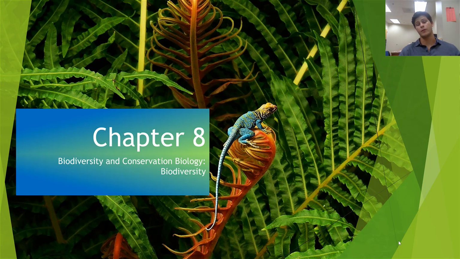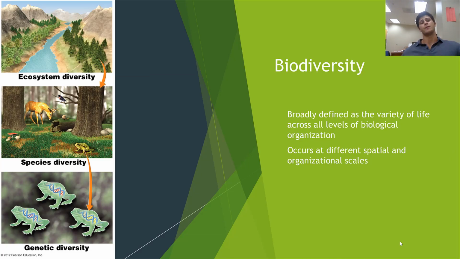Chapter 8 goes over biodiversity, biodiversity loss, and an emerging field in biology known as conservation biology. Now for today, all I want to do is introduce you to the topic of what is biodiversity and how biodiversity is distributed all around the globe. Biodiversity is broadly defined as the variety or variation across all levels of biological organization.